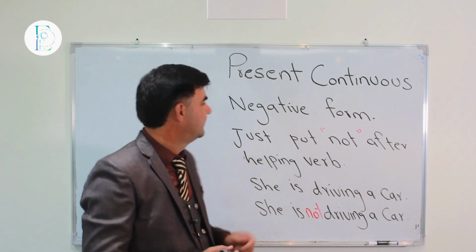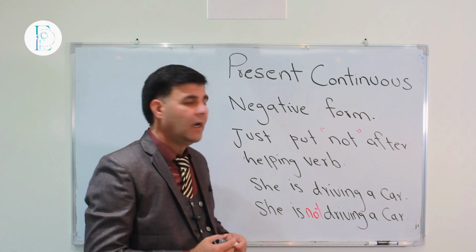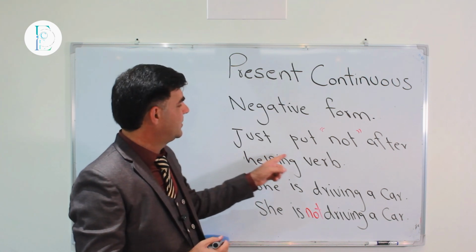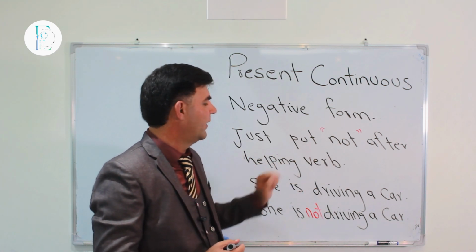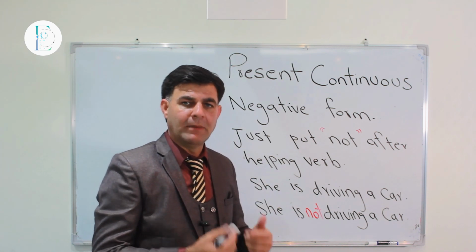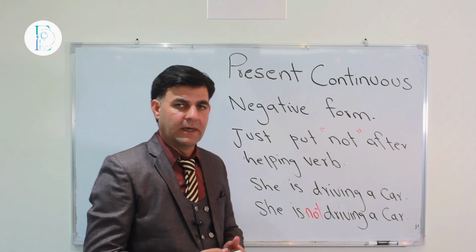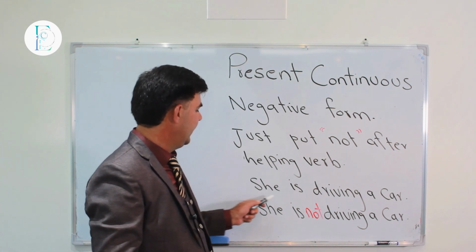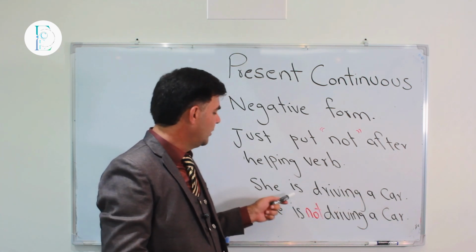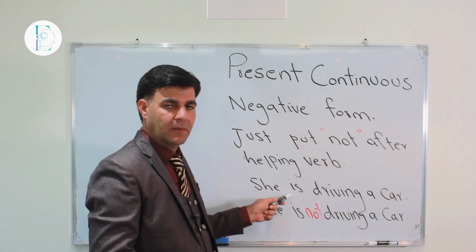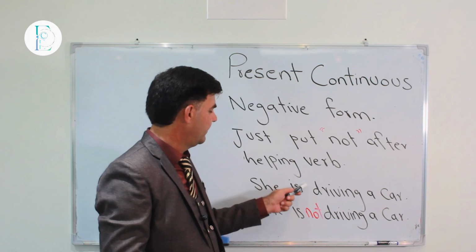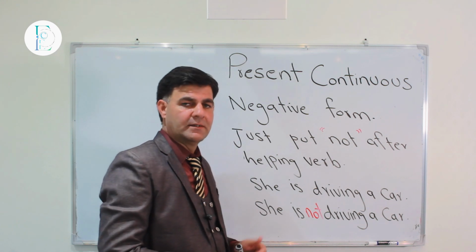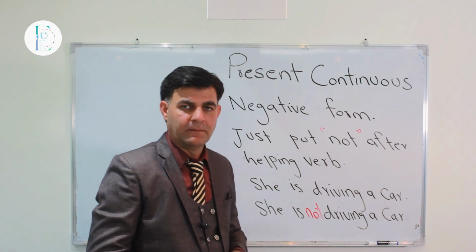The next one is negative form. How to make present continuous tense negative. Just put not after the helping verb. The sentence will be automatically negative. How? Let's see the example. She is driving a car. So is helping verb, auxiliary verb? Yes. So put not here. She is not driving a car. The sentence will be automatically negative.